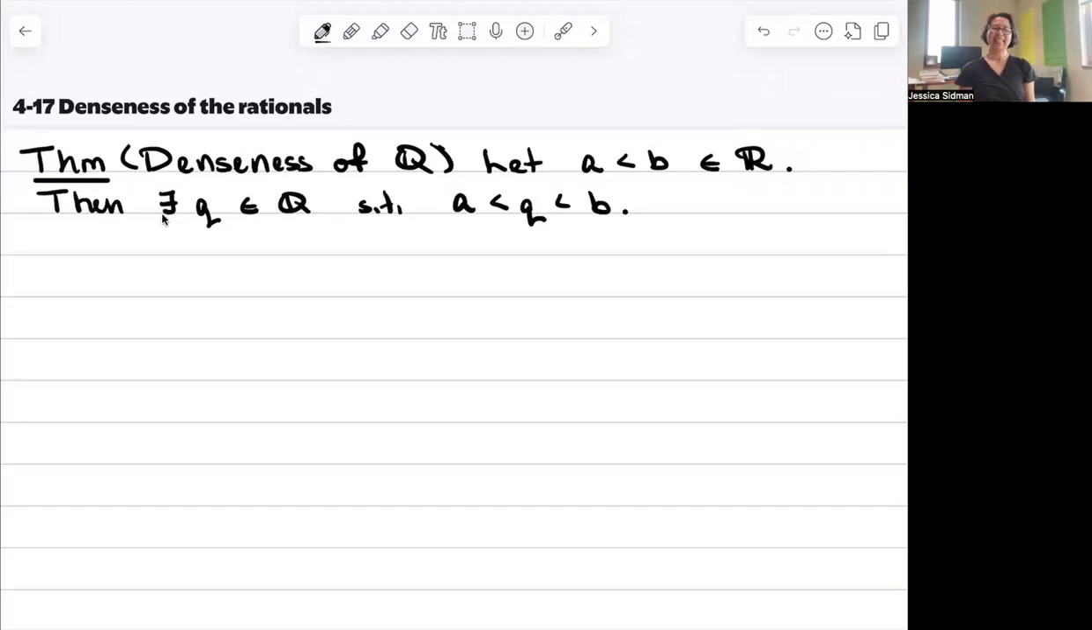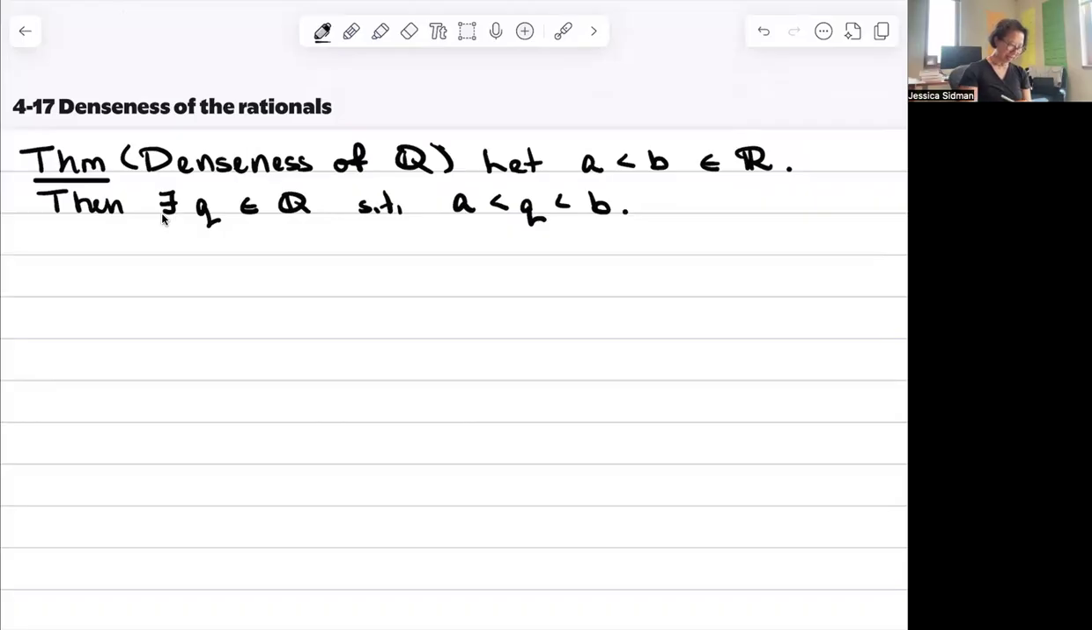Hello, everyone. This is the video that I promised you where I'm going to prove that the rational numbers are dense in the real numbers. And what that means is that if you pick any two real numbers, no matter how close together they are, there's always a rational number in between them. So a fraction of the form m over n, where m and n are integers.